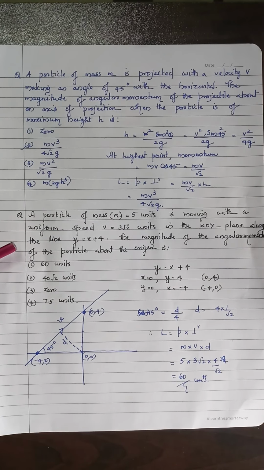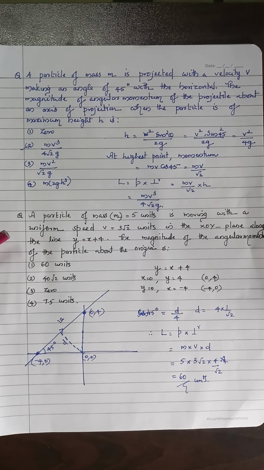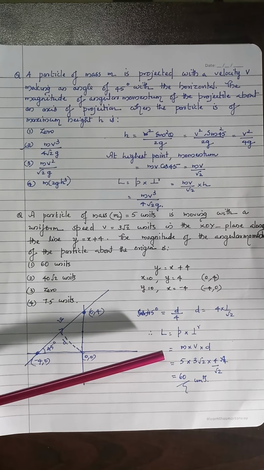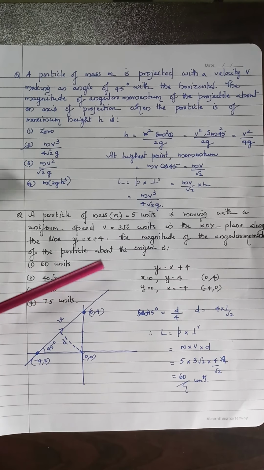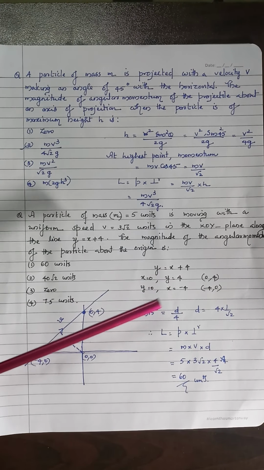Another very good question is waiting. A particle of mass m equal to 5 units is moving with a uniform speed v equal to 3 root 2 units in the xy plane along the line y is equal to x plus 4. The magnitude of the angular momentum of the particle about the origin. A good concept, but we can employ the linear momentum into perpendicular separation. But here one line is given, so we have to draw that one. For that we can put x equal to 0, we get y equal to 4.